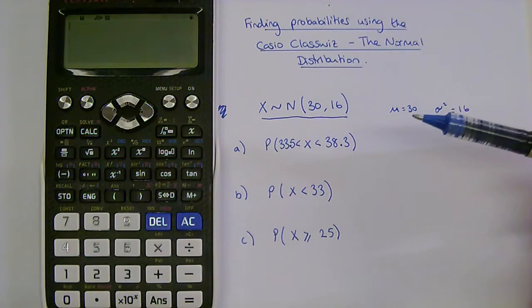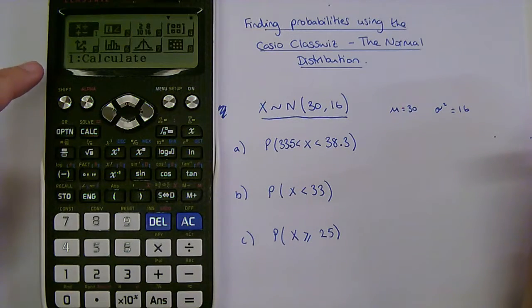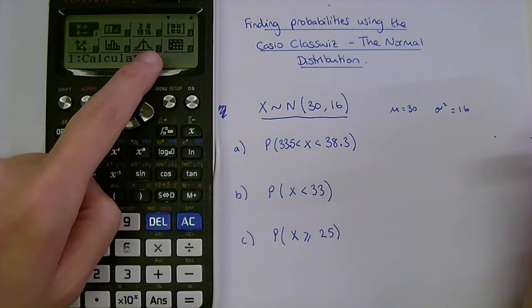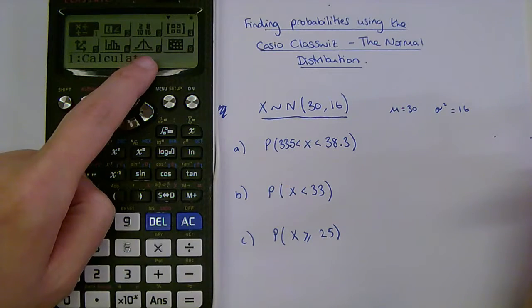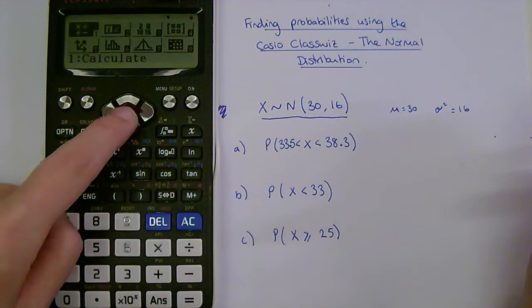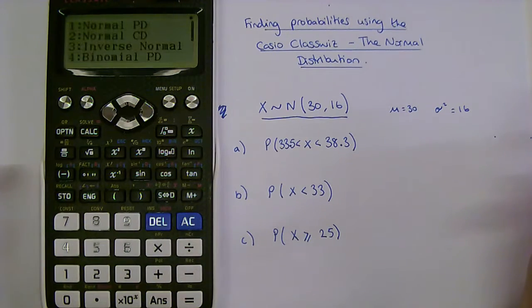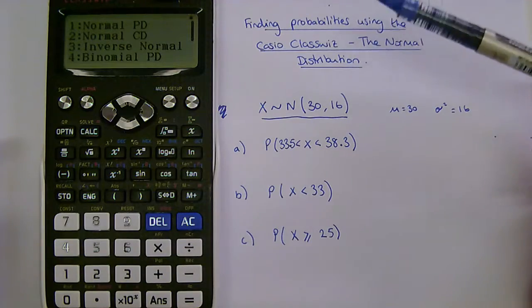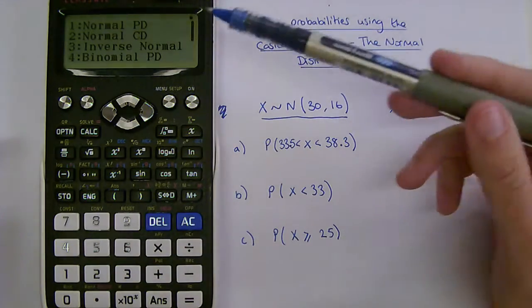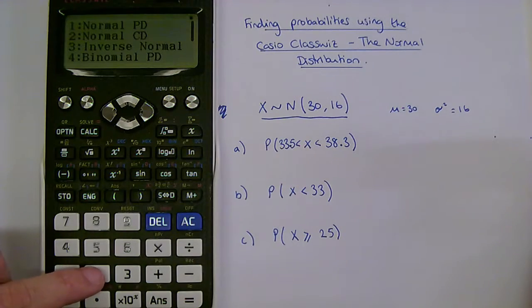First thing you need to do is find the right option from the menu, and this time we're going to choose option 7. It's got a nice little normal distribution curve to help us find it. So we can use the cursor to find the option, or we can just choose number 7. And then for these questions, we're going to choose number 2, the normal CD, that's the cumulative distribution.